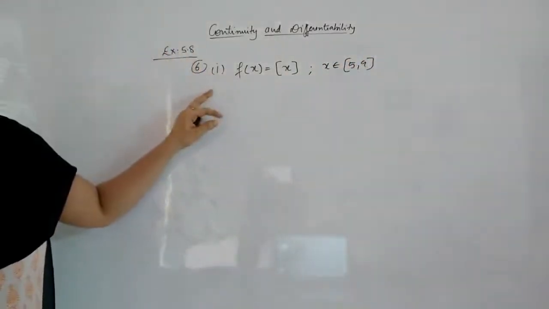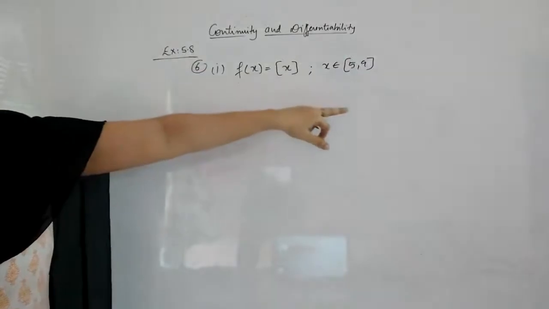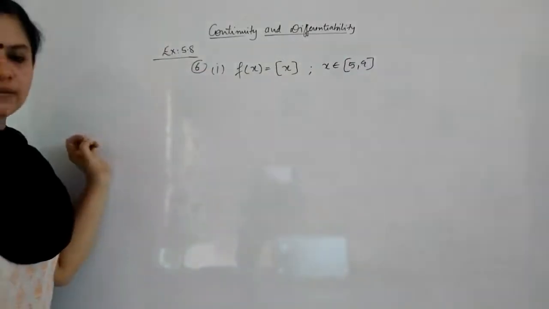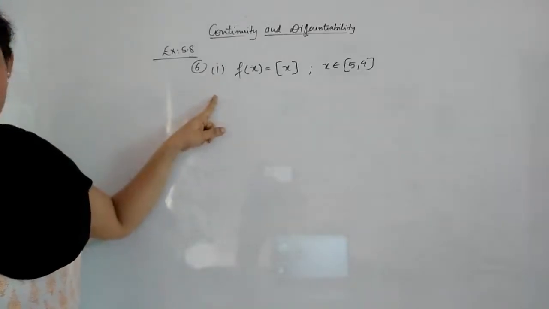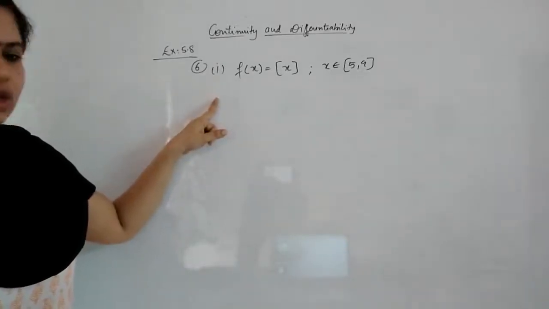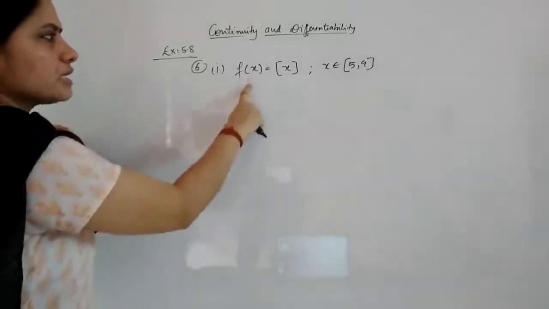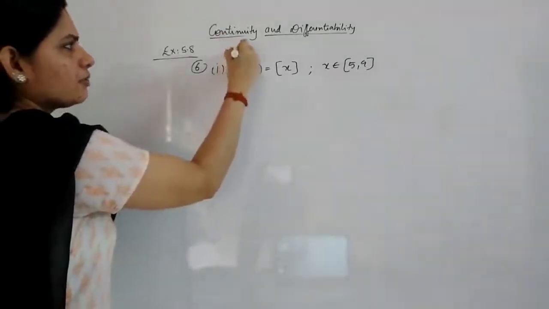And the second one was f of x equal to again greatest integer with x belongs to. All the three parts we have done in Rolle's theorem, right? Now we have to check whether mean value theorem is applicable for these functions or not. Okay. So for the first one, checking for mean value theorem.